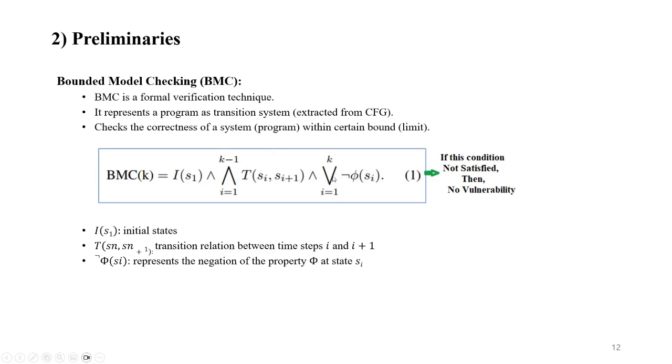Then it combines this with the negation of phi. The negation of phi here means the violation of any property throughout the particular states of this system. So if this formula is satisfiable, it is expected that there is a vulnerability in this program. If this condition is not satisfied, we conclude that there is no vulnerability in this program.